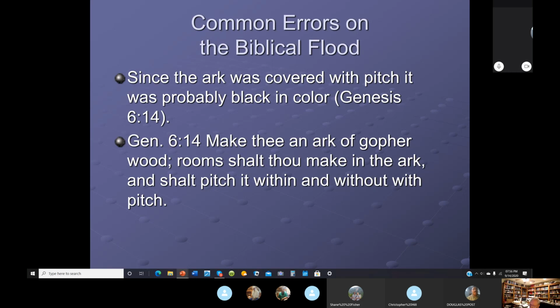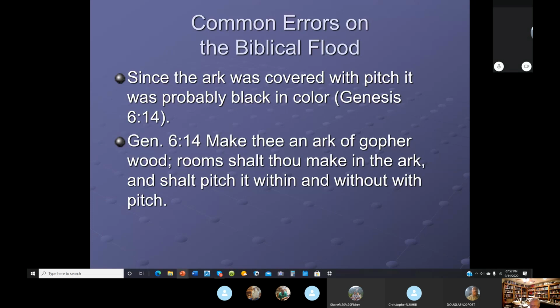Make thee an ark of gopher wood. Rooms shalt thou make in the ark. And the word rooms is the word for nest in other parts of the Bible. So the animals were put in their cages or nests. Shalt thou make in the ark, and shalt pitch it within and without with pitch. And so both outside and inside was pitched, covered with this black, probably tar-like substance. I think to keep it from leaking, but I don't know that for a fact. It's just my theory. Any questions about that?